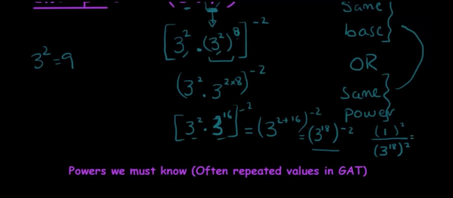So I've got a power 2. How did I change it from negative to positive? I just flipped it over, and now I've got 1 squared, which is a 1, over 3 to the power 18 times 2, because it's a power on a power. That's 3 to the power 36.